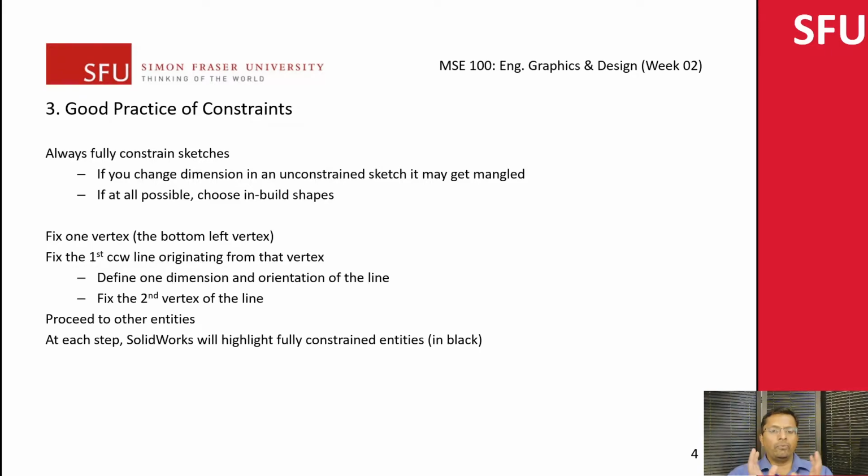And if you fully constrain an entity, SolidWorks will convert the color of those lines or points into black. If it's not constrained, you can move it in one direction or the other, and the lines or entities would stay blue. Again, the color settings can be changed within SolidWorks, but we'll not get into it. So we're going to assume that if your sketch is fully constrained, the entity is turned black.